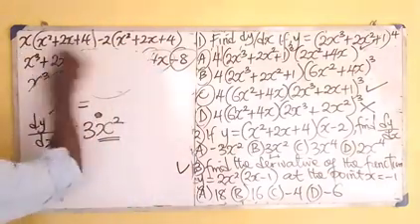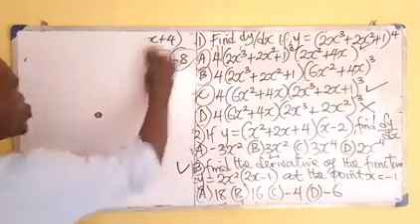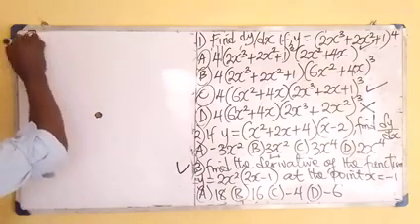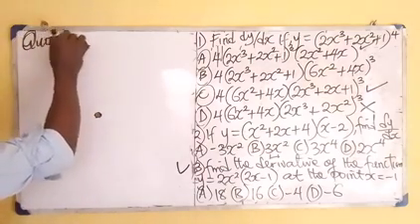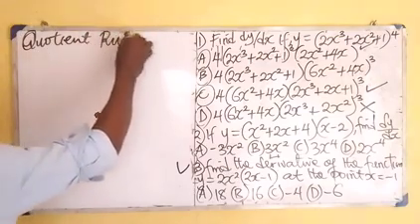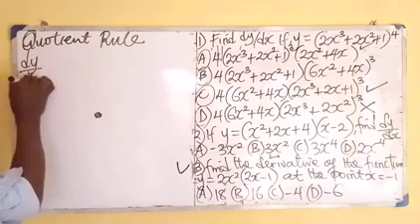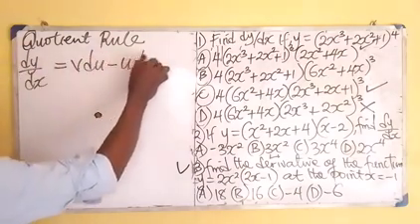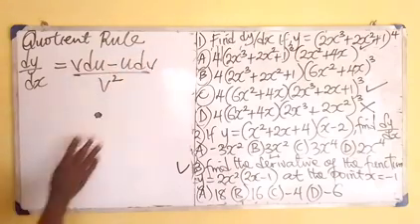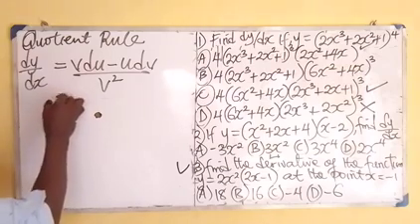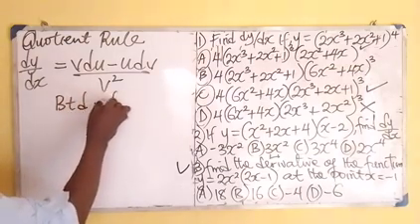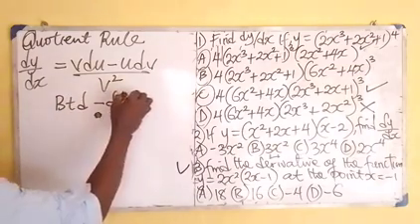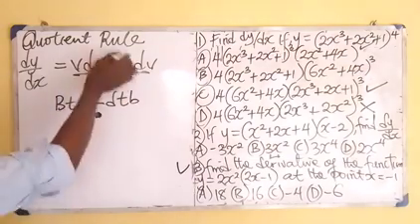Okay, before I leave you guys for today, let me drop the quotient rule. All right, the quotient rule. The quotient rule. That is dy over dx equals v du minus u dv over v squared. BTD minus DTB. Alright, so how do you pronounce this?